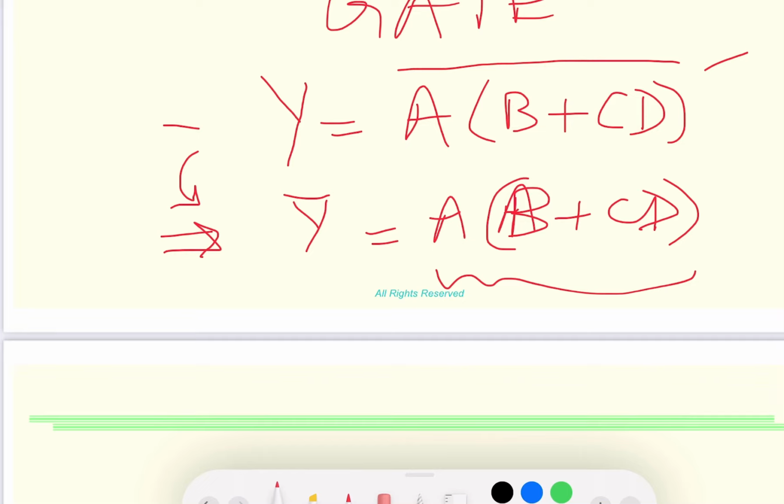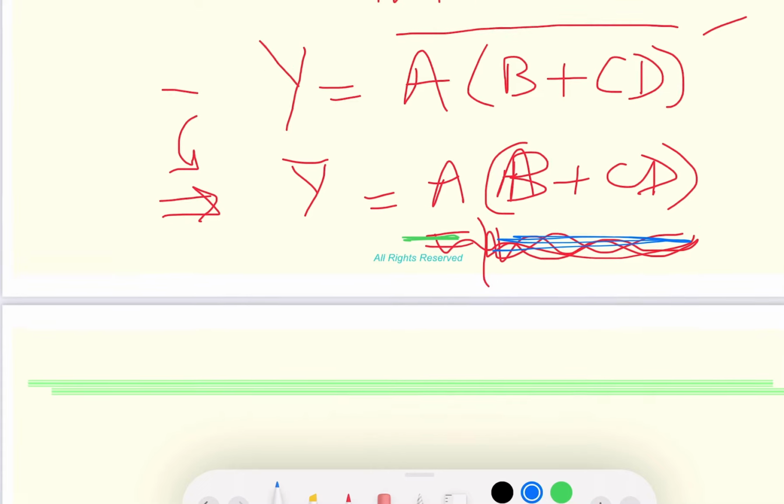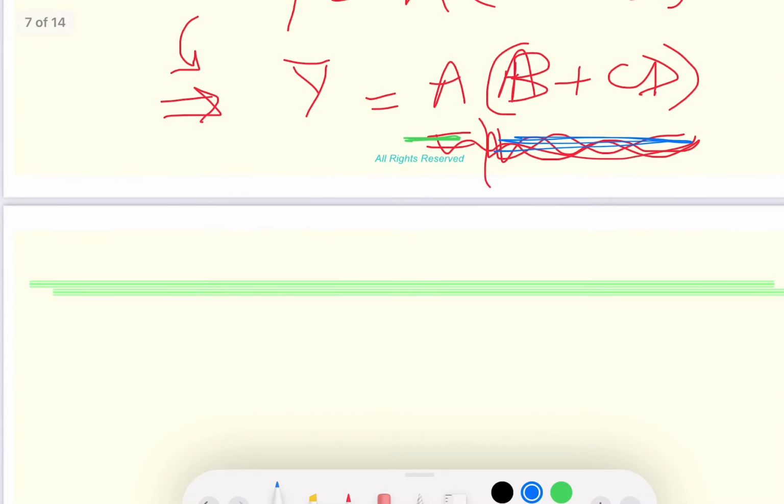So here what we see is that Y should be low. What are the conditions? A has to be high and this whole thing has to be high, right? So let me mark this blue and this green. This green and blue parts both have to be high. And in the blue part, we have to have, simultaneously, either B is high or C and D both are high.